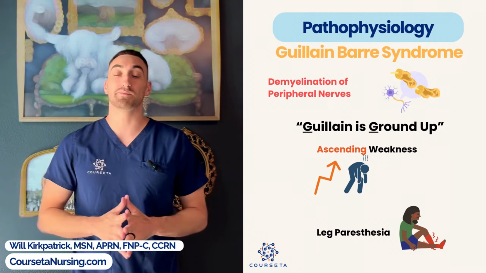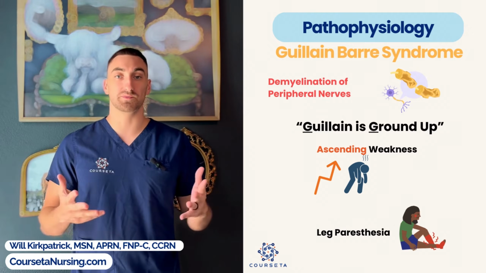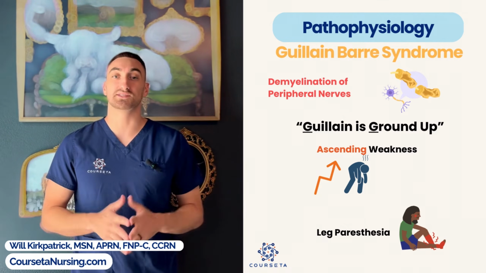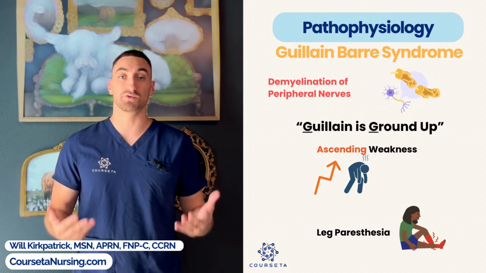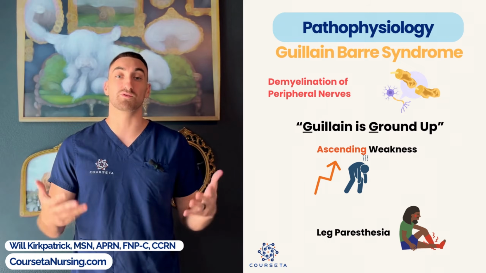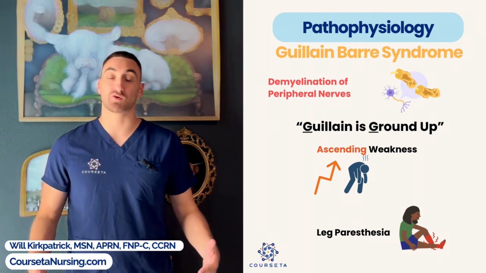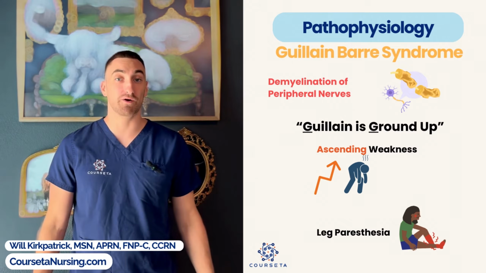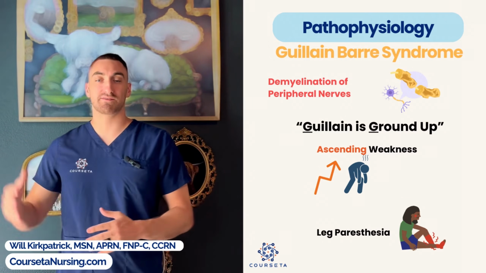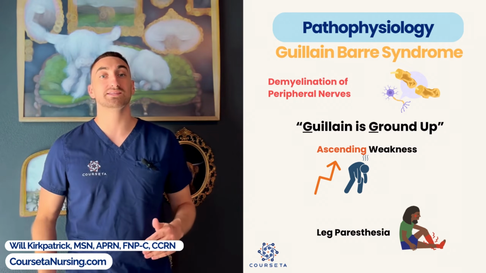All right, so let's compare the pathophysiology with Guillain-Barré now. Guillain-Barré is also an autoimmune disorder that attacks the peripheral nervous system. It specifically causes demyelination of the peripheral nerves. And once again, it impairs the nerve communication to the peripheral nervous system. The key takeaway with Guillain-Barré, though, is that it is weakness or paralysis that starts from the ground up. So it ascends. We talked about how myasthenia gravis is descending paralysis. Well, Guillain-Barré is ascending paralysis.